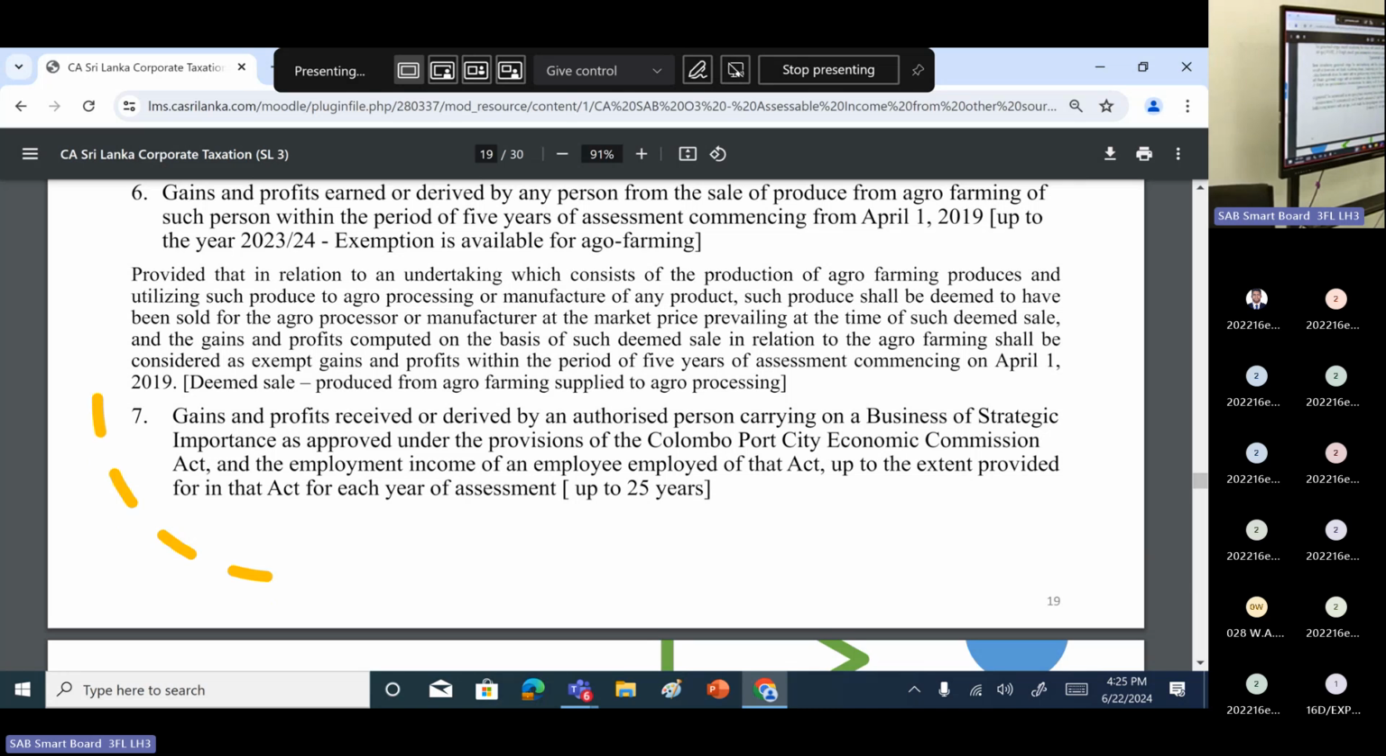Under this Colombo Port City Commission Act, that particular business, just like BPO, and the other one, the IT industry, they can enjoy that benefit, but they cannot do business in Sri Lanka.